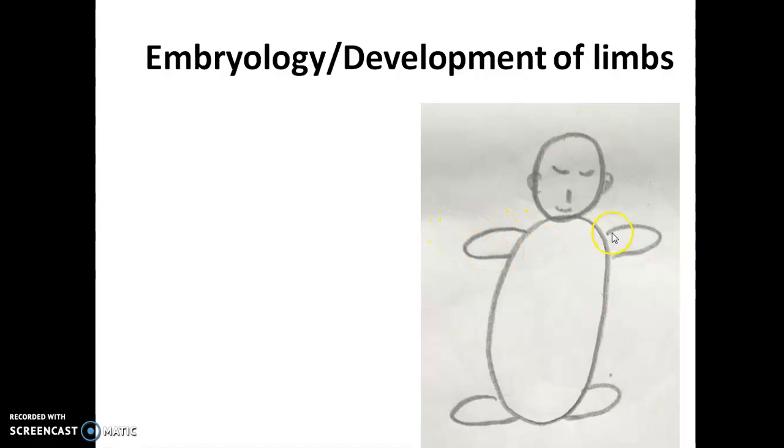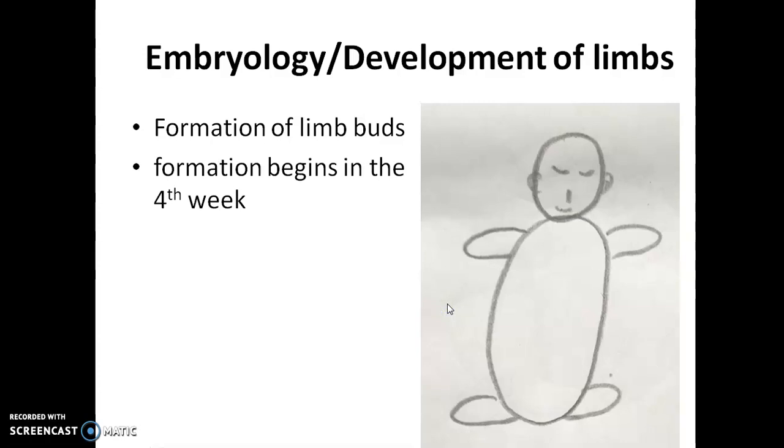Subsequently there is a development of the limb bud. This is the upper limb bud and this one will be the lower limb bud. So this formation of the limb bud, when does it happen? Approximately by the end of 1 month, that is by the 4th week of intrauterine life. So this starts formation of limb bud.